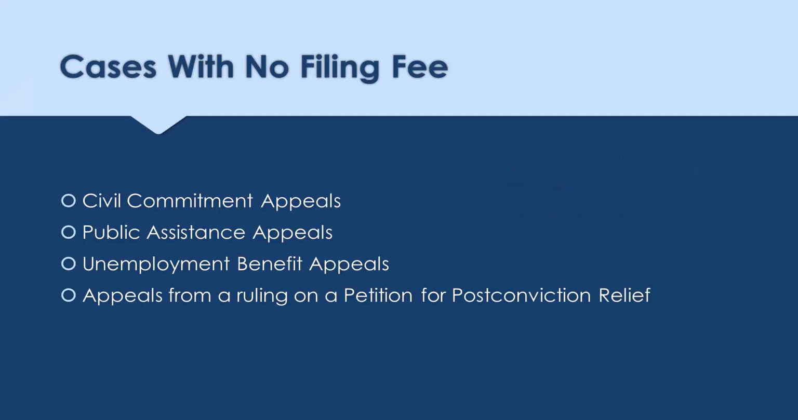There are certain types of cases that do not require a filing fee. These are civil commitment proceedings, public assistance appeals, unemployment benefit appeals, and appeals from a ruling on a petition for post-conviction relief. If you are appealing one of these case types, there is no filing fee, so you do not need to worry about getting a fee waiver.